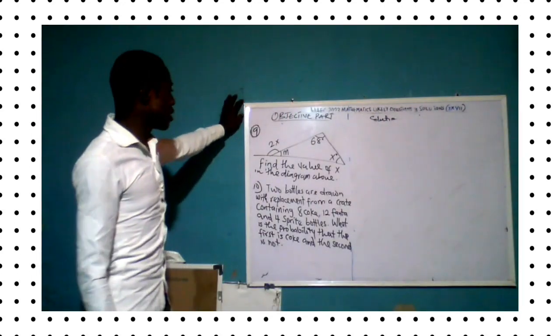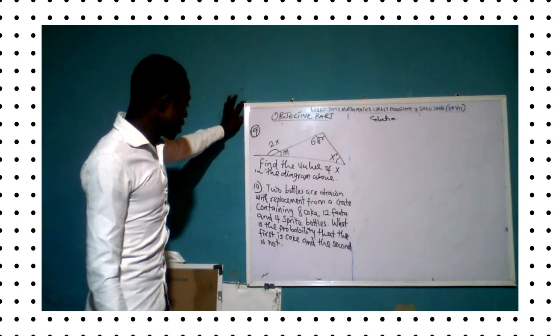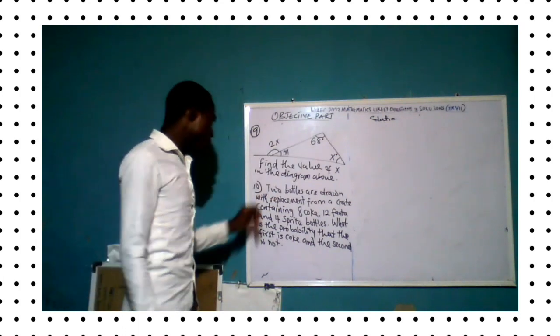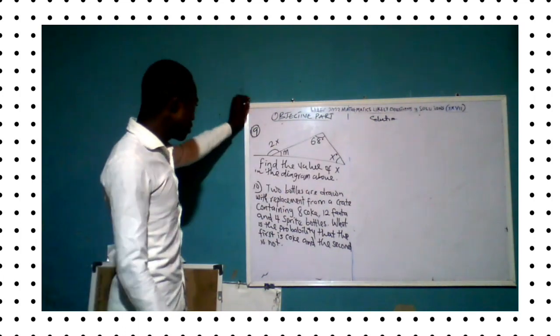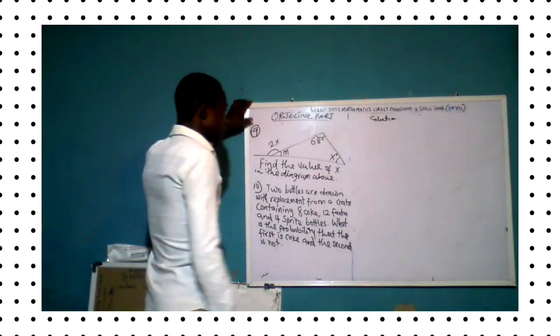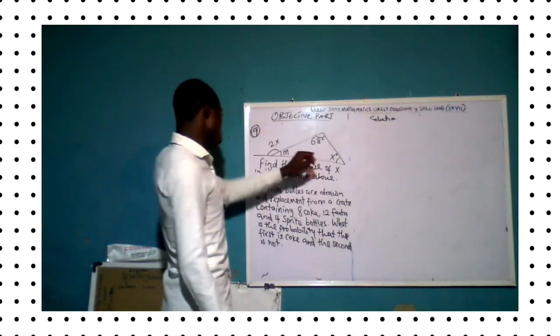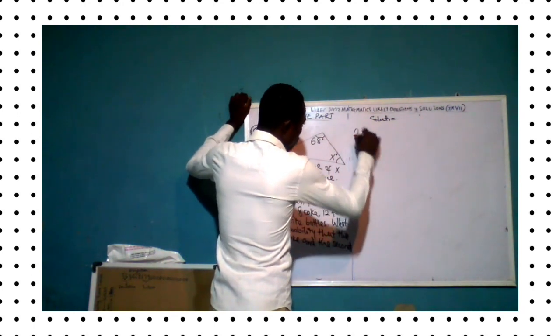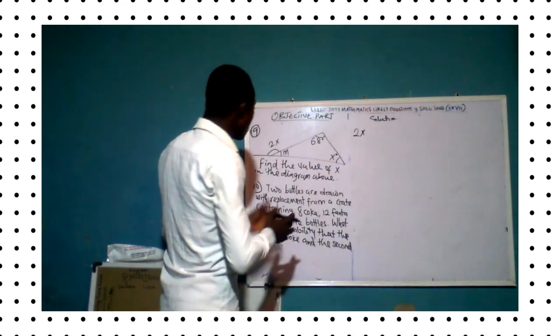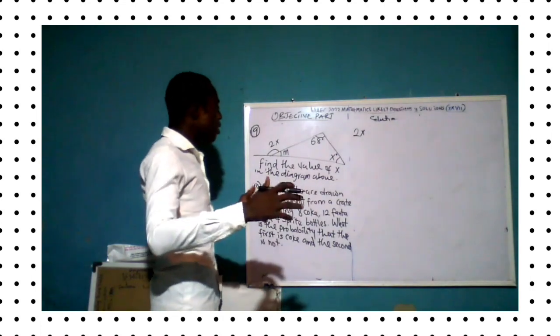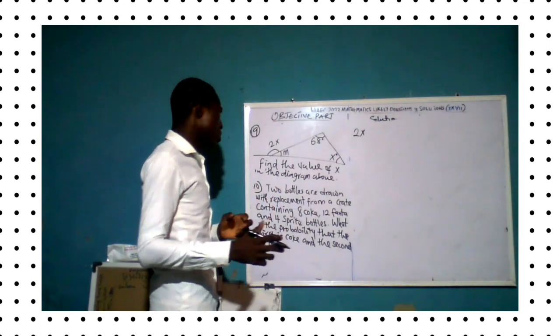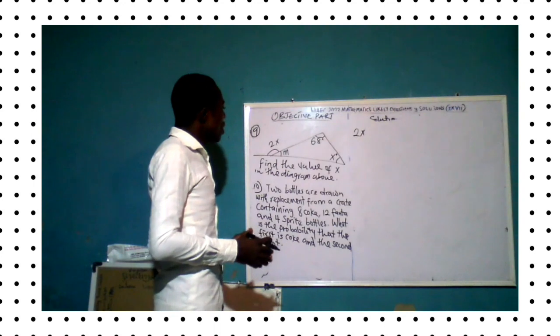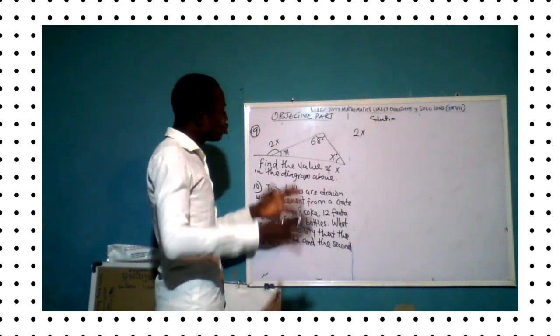So let's take question number 9. We are given a diagram in question number 9, and we have to find the value of x in the diagram. You need to recall that this is an exterior angle to this triangle, and an exterior angle to a triangle is equal to the sum of the two opposite interior angles.